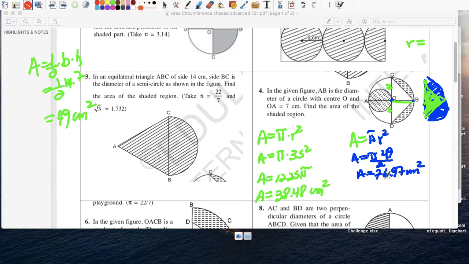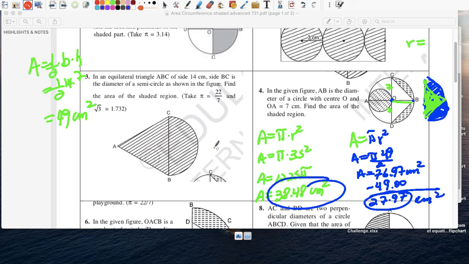From the 76.97, which represents the half circle, we're going to subtract 49. That's going to leave us with a shaded part on the circle, which is 27.97. Now I can add this to this, and I get the area of both shaded areas, this little circle and that little part over there. So you can add those and find the answer.